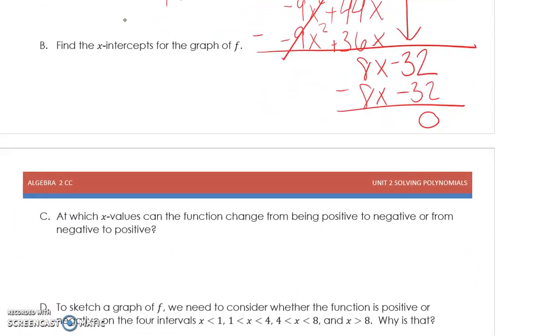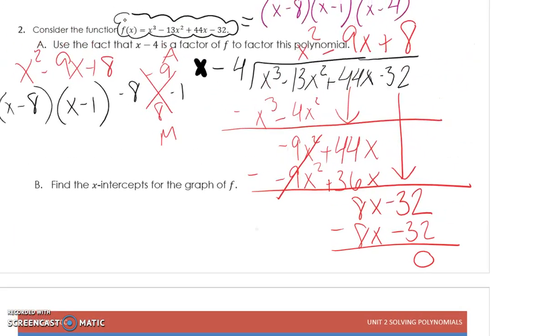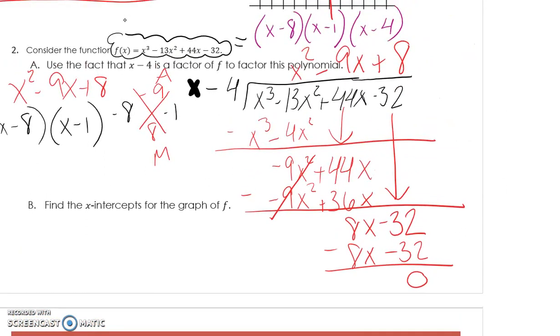Then it says to find the x-intercepts. So we are basically just going to take each of those factors, set them each equal to 0, solving for x in each of them.